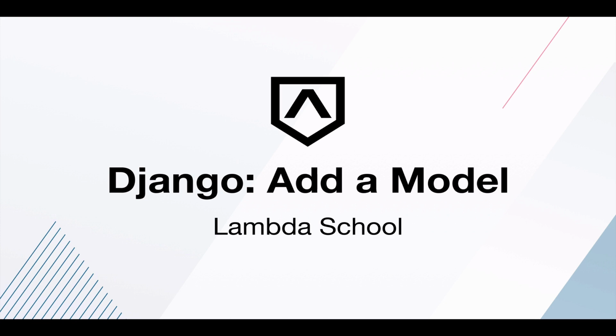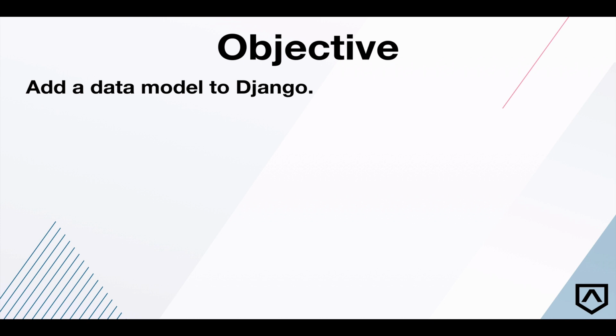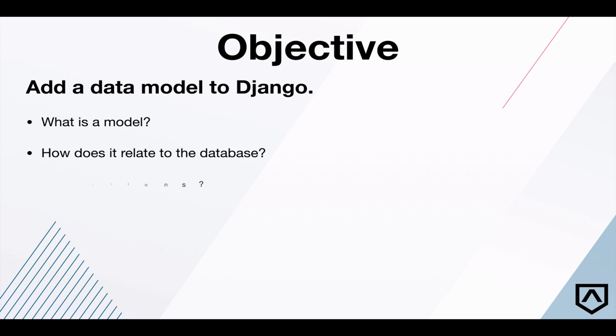In this video, we're going to extend our Django application. We're going to add a data model to help us model some data. That is our objective for this video. We're going to talk about what a model is and how it's related to the database that Django keeps under the hood, and tie it into what we saw before with migrations. So how do we make migrations for this new thing?